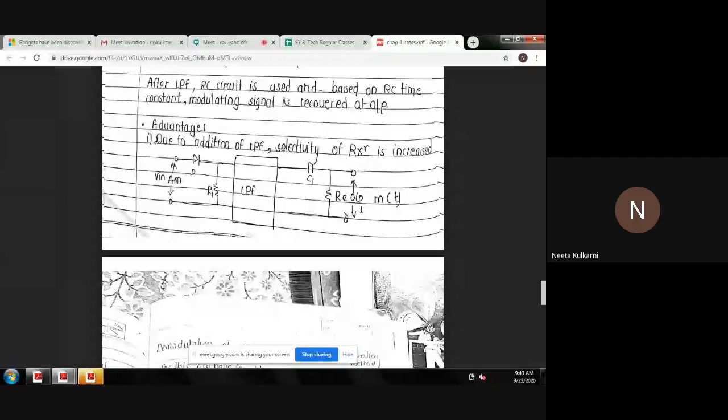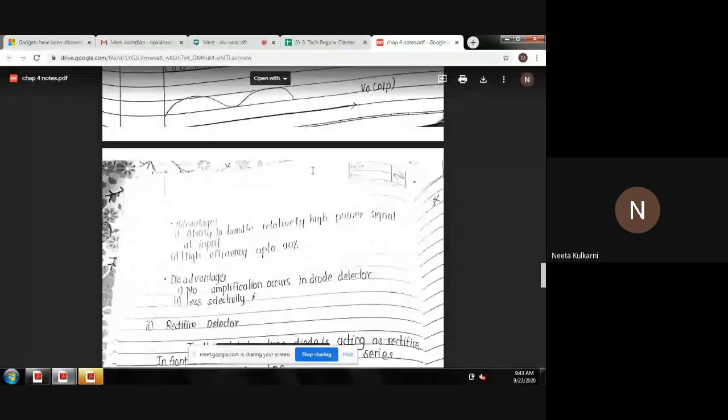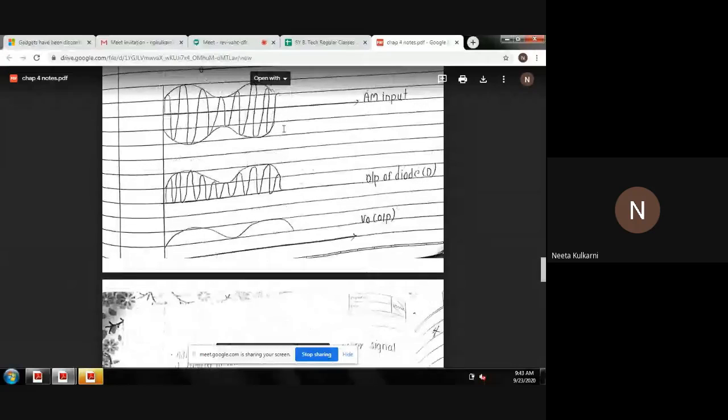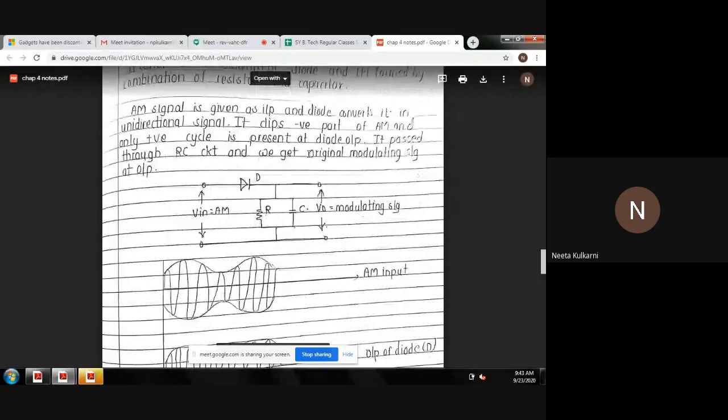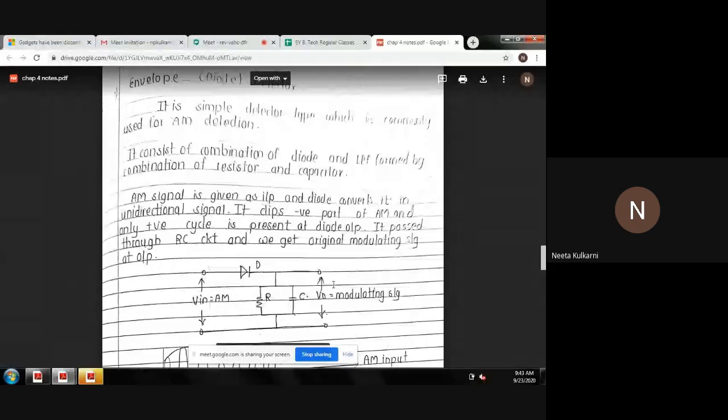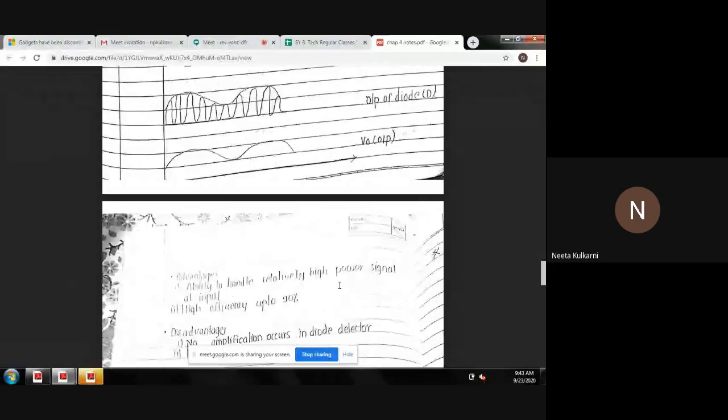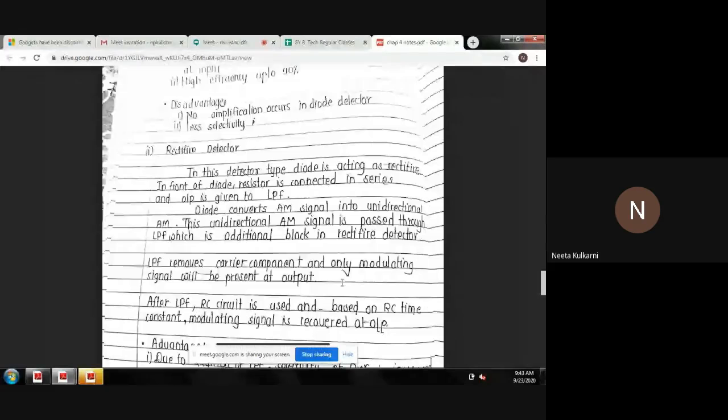whatever output we are getting here, M of T, M of T represents the modulating signal. Whatever is this output, it is in the exact pure modulating signal form as compared with the previous output, whatever we were getting at the envelope detector. Okay, so this is the difference. So are you getting this? We will see the functions one by one. Overall function फक्त लक्षात घ्या.